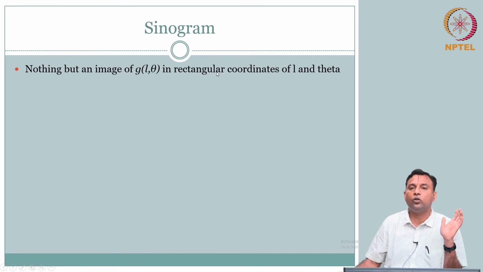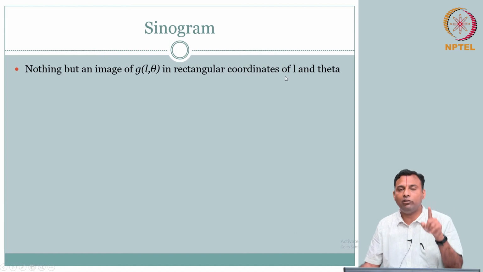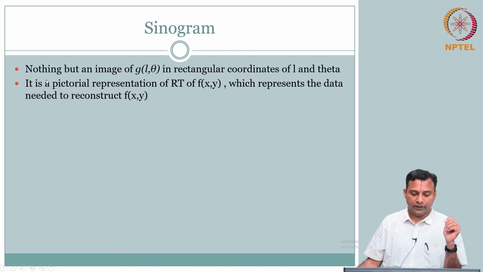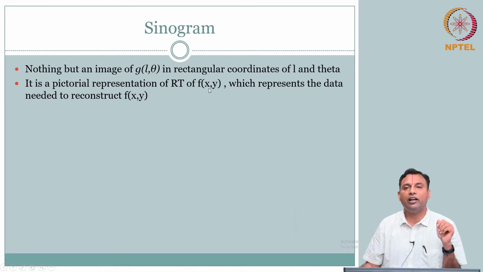in rectangular coordinates. Rectangular coordinates means you have two axes. One will be your L, the other will be your theta. Okay. So, it is a pictorial representation of your Radon transform of f(x, y). This is the data that we have collected, this is the raw data.